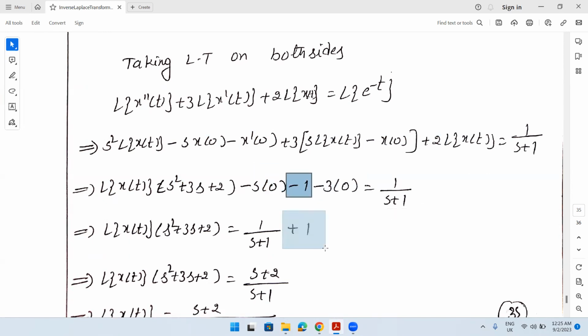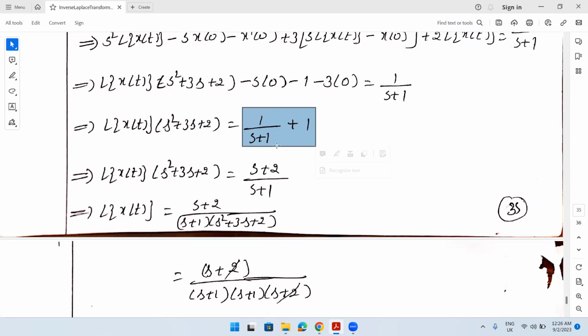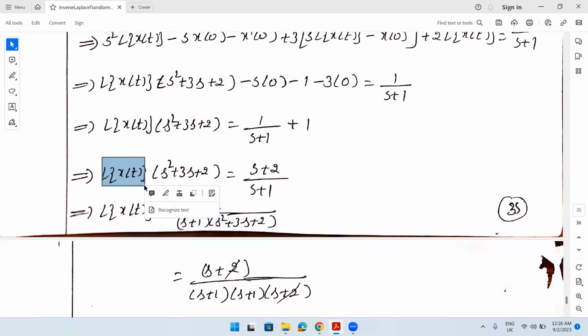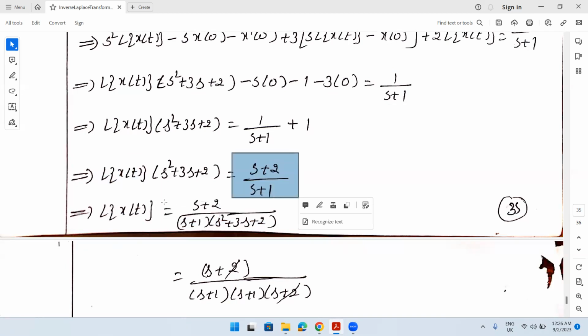Take minus 1 to the right hand side, we get 1 by s plus 1 plus 1. And the left hand side is s square plus 3s plus 2 times L of x. First, to simplify the right hand side, what is the LCM? Taking LCM, the denominator is s plus 1, and the numerator is 1 plus s plus 1, which is s plus 2. And now take s square plus 3s plus 2 to the right hand side. I told you the method, we keep only L of x on the left hand side, and all the s terms go to the right hand side.